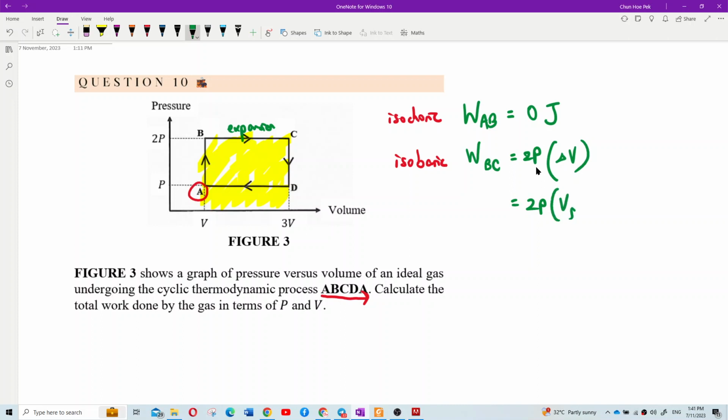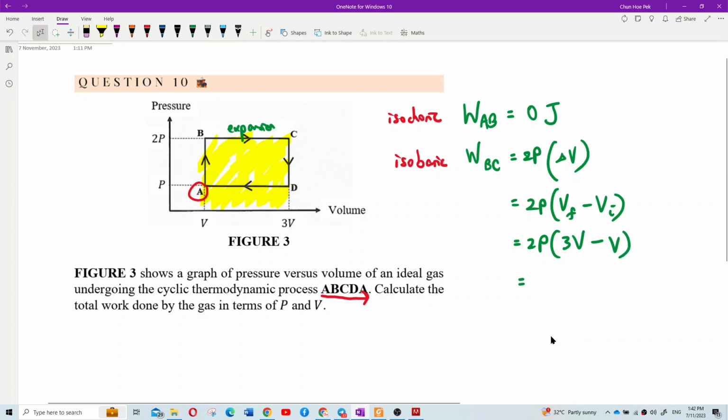This is V final minus V initial. So V final is C, 3V. V initial is point B. Point B is V. Okay. So what do you get? 3V minus V, you get 2V. So you get 4PV. 2V, 4PV. We got it. 4PV. Okay.